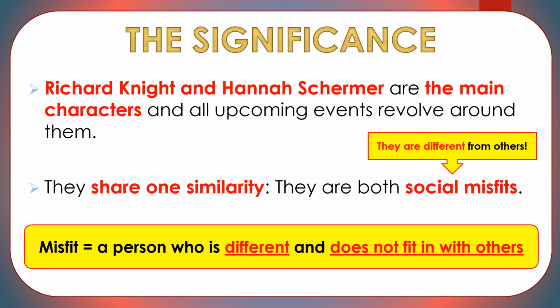But there is one difference, which is Richard chose to be a social misfit, right? He chose it. He wanted to be different because he was different. He wanted to be different because that's how he was. Memang diri dia macam tu. So he chose to be different. And not many of us are like that. I mean, are brave enough to be like Richard.